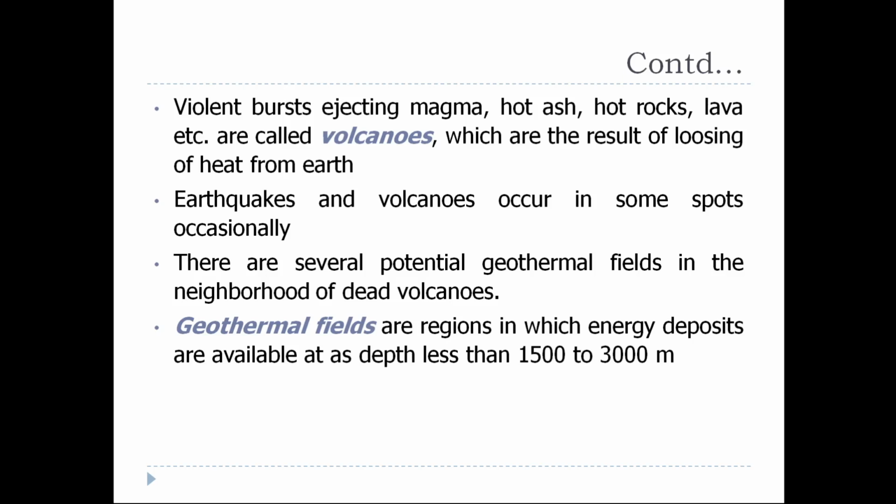We have seen that the earth is losing heat slowly from its evolution, right? So violent bursts eject magma, hot molten mass, hot ash, hot dry rocks, as well as lava. This burst ejecting these things from the earth's inner layer is called a volcano. Earthquakes as well as volcanoes occur in some spots occasionally.